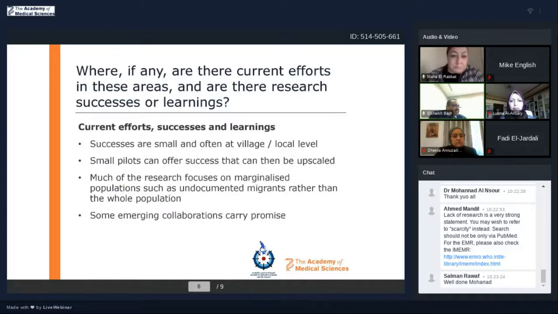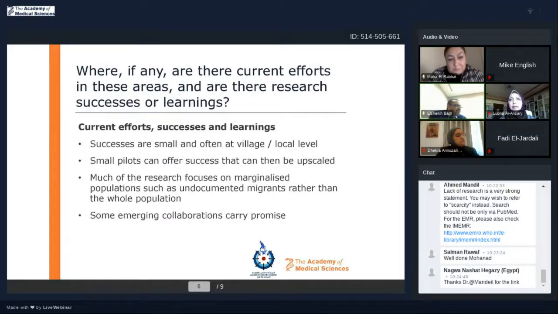Current efforts, successes, and learnings, there are not many in the region. And the group observed that they are mostly small and not large scale, for example, not at a national level. And there are some small pilots that offer success, and these could be scaled up. Also, much of the research is observed to be focused on marginalized populations, and there are some emerging collaborations that carry promise in the region, although they are not of much large scale, but they are promising.